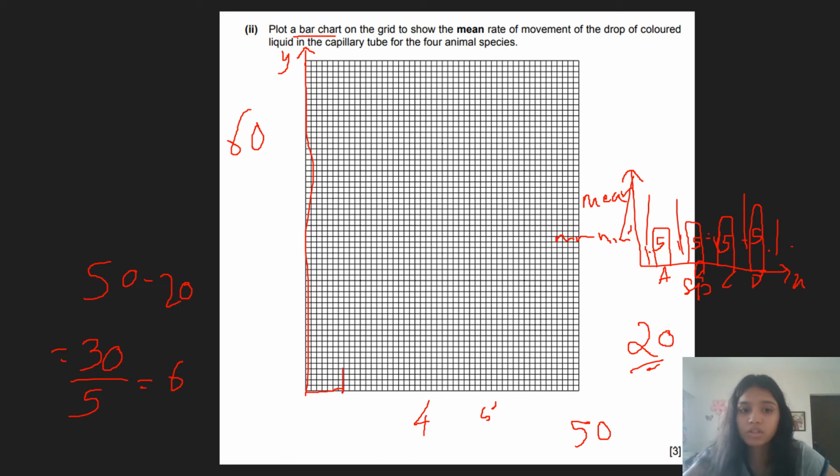After 6 blocks, you will start your first bar, which is 5 blocks wide. Then you'll have another 6 blocks, your second bar, which is 5 blocks wide, another 6 blocks, then your third bar, which is 5 blocks wide, and then your fourth. And that's just how your x-axis is going to look.